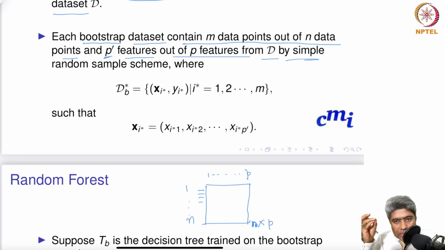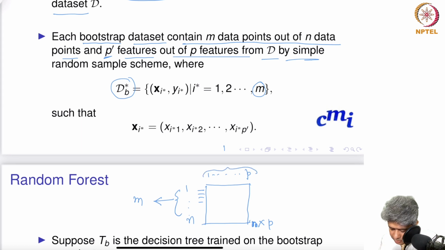So first, what it does: each bootstrap data set. This is my bootstrap data set. It samples m samples out of n. So from here it draws m samples. But at the same time, it randomly does not take all the features. It randomly takes p dash many features, not all p features.